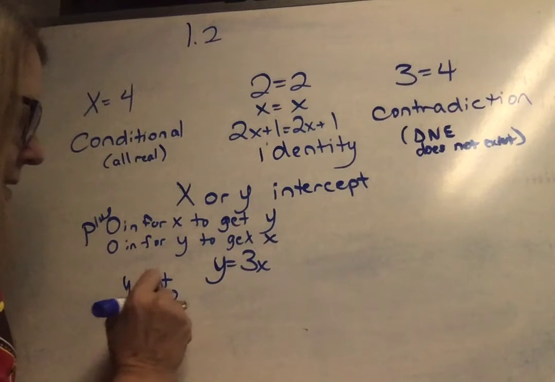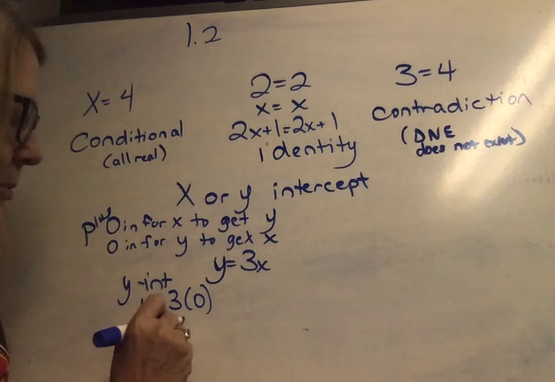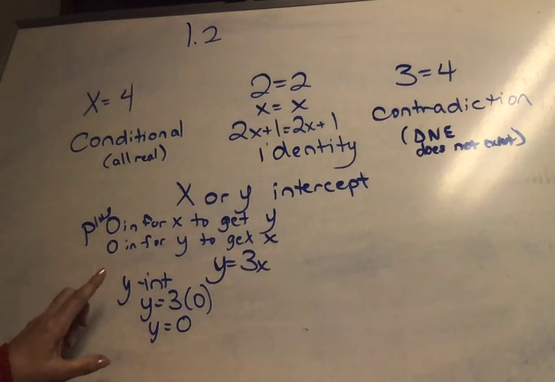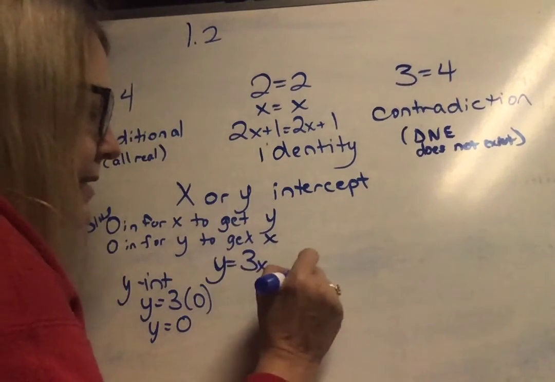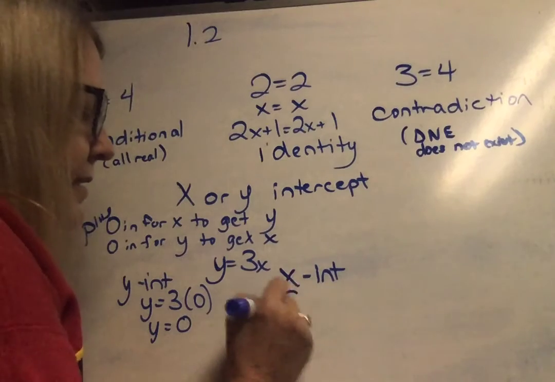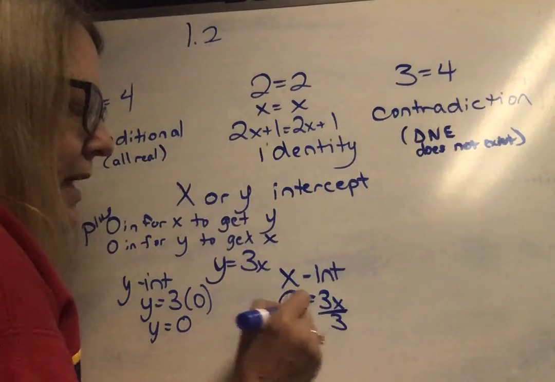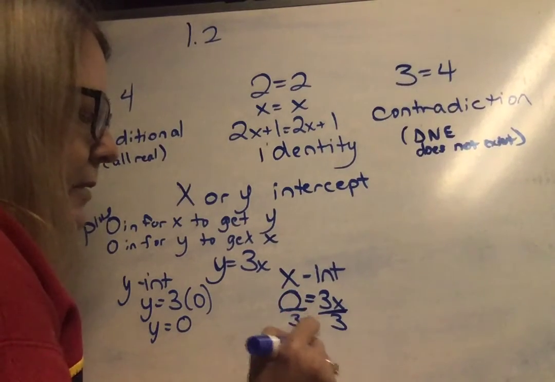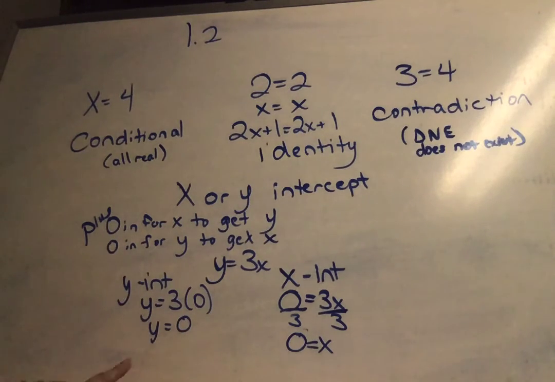Well, you replace the x with a 0. Y equals 3 times 0, which is 0. The y-intercept is 0. If you want the x-intercept, you replace the y with a 0. So in this case, you would divide by 3. 0 divided by 3, 0 equals x. In this particular one, the x and y intercept is at the origin, 0, 0. That's really the only material you need for 1.2.